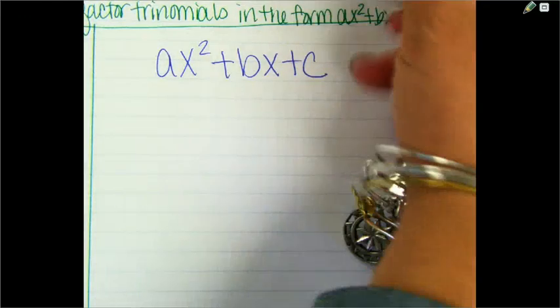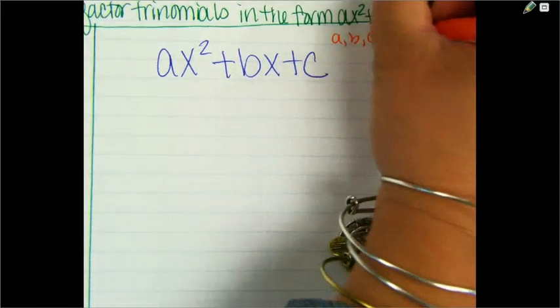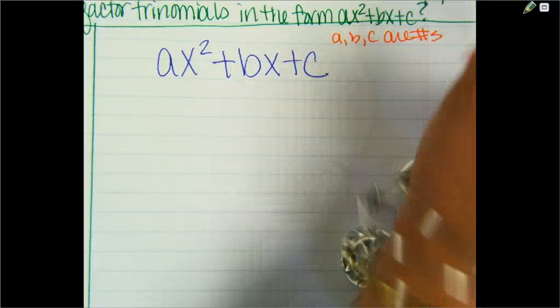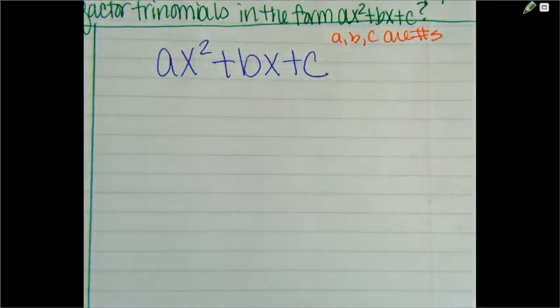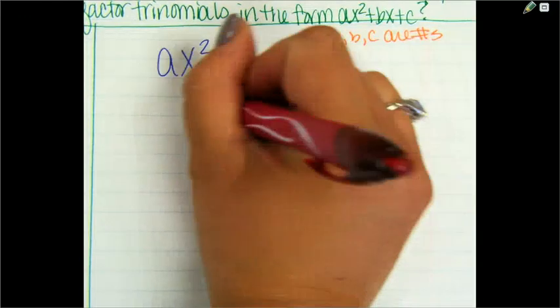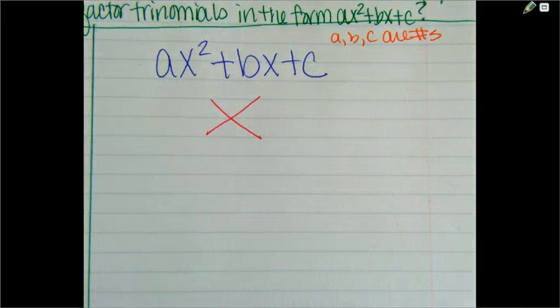Here we go. A, B, and C are numbers. X squared is going to be a variable, and so is your x. We don't really care about them. They're just going to be there. But we do need to know that A, B, and C are numbers. All right, what does that mean? That means we're going to draw this thing called the x.